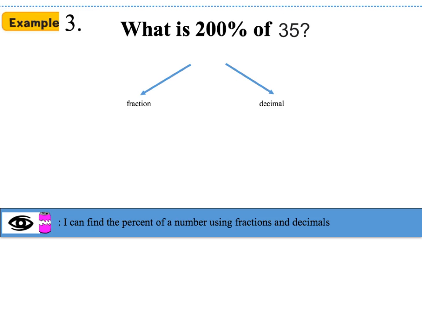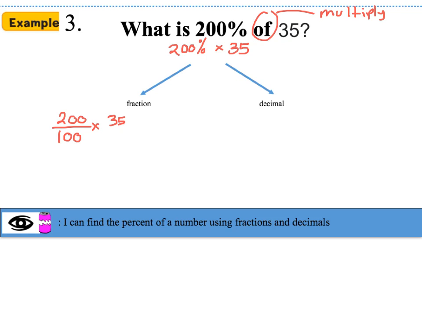Example 3 says, what is 200% of 35? So remember, the word "of" means to multiply. And what we want to do first is let's go ahead and turn 200% into a fraction by placing it over 100. I can multiply that with 35, and I can make 35 into a fraction by placing it over 1. Now I can cross reduce. 5 goes into 35 7 times. 5 goes into 100 20 times.